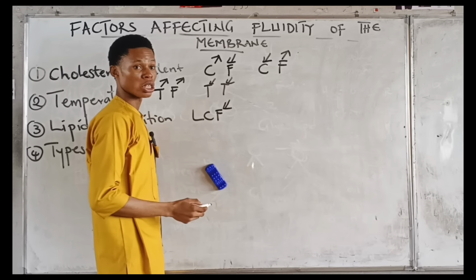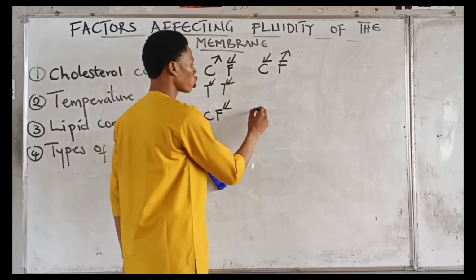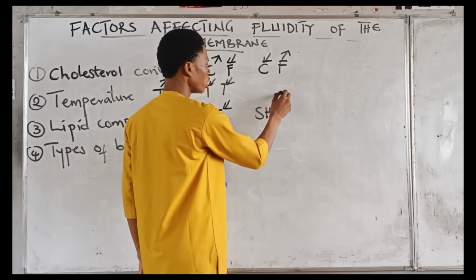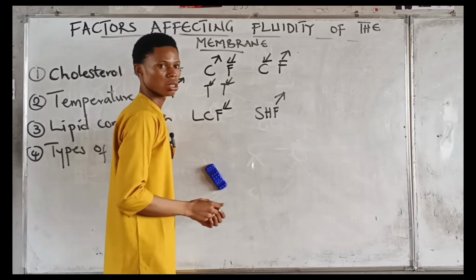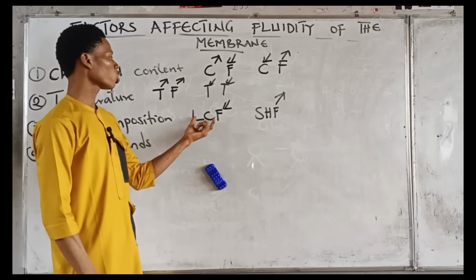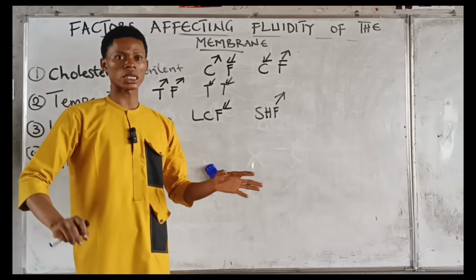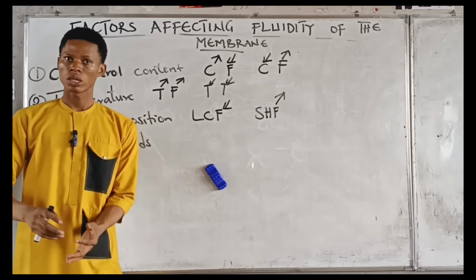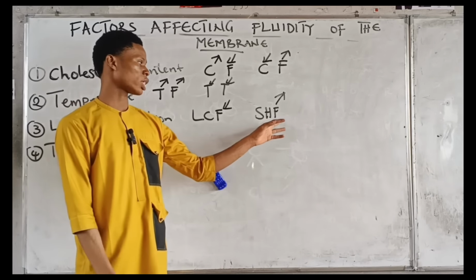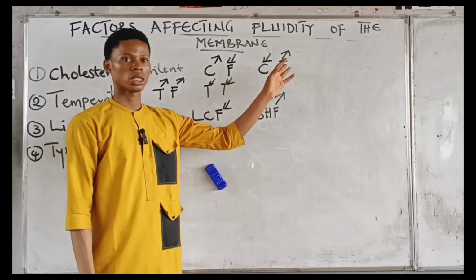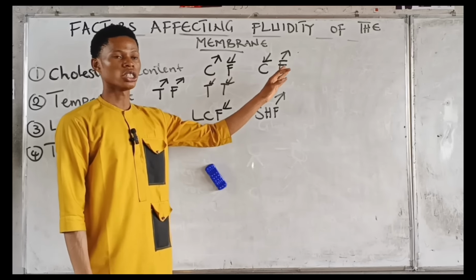Long chain fatty acids will reduce fluidity, right? While shorter chain fatty acids will increase fluidity. So if you are using long chain fatty acids, the fluidity will reduce. But if the composition is short chain fatty acids, the shorter, the better, the more fluid it is.